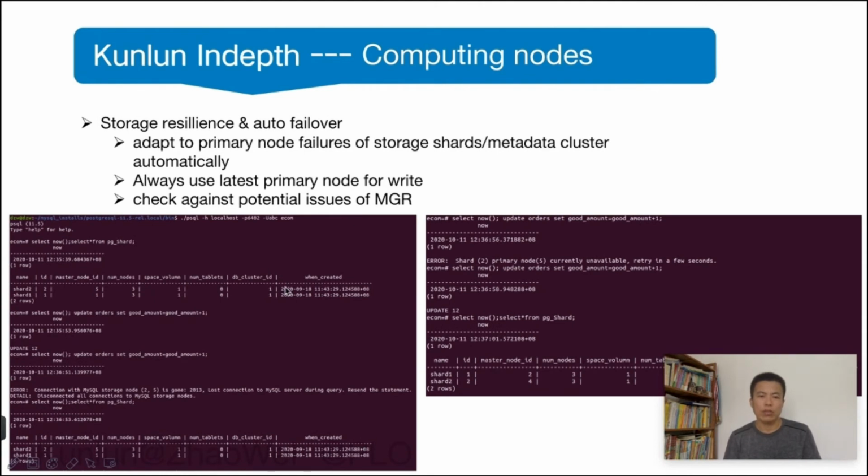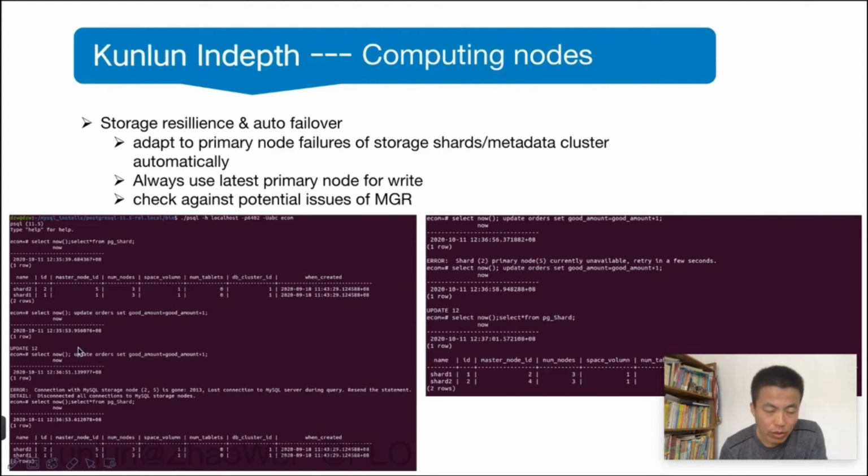Next, the storage resilience and auto failover. This means a computing node can adapt to primary node failures of storage shards and metadata cluster automatically. They always use the latest primary node to write, and they can check against potential issues of MGR. Let's see some examples. First, we connect to the computing node 6402, and we can see the shard metadata, the master node of each shard. Then we do an update, and we succeed.